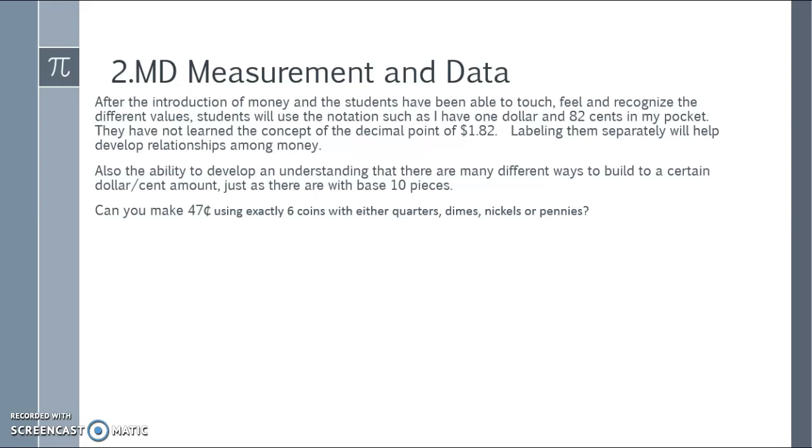Think about the following. Can you make 47 cents using exactly 6 coins with either quarters, dimes, nickels, or pennies? So if you want to gather those coins and bring them in front of you, take a moment, pause the video, and see if you can, with just 6 coins, create 47 cents. Then come back, unpause the video, and we will see if you got the same thing I did.